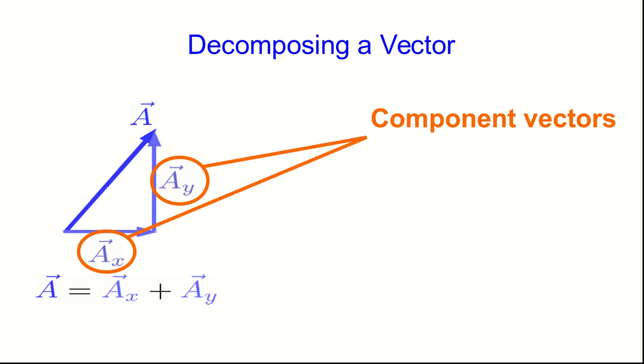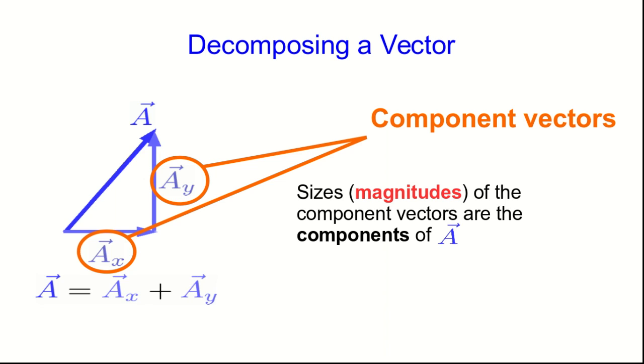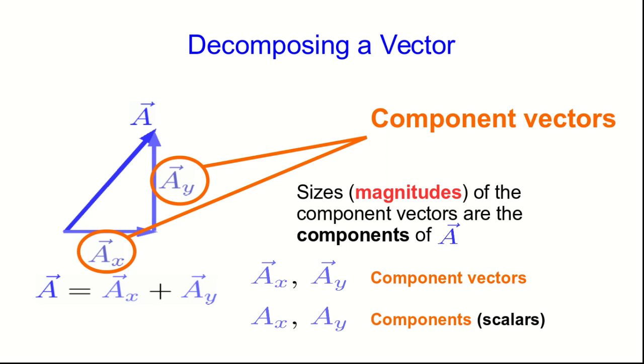Ax and ay are what we call the component vectors of a. They're two vectors that point parallel to our chosen axes, which add up to give the vector. The sizes, or magnitudes, of the component vectors are what we call the components of a. So the notation is that ax vector and ay vector are the component vectors, which add up to give a, and ax and ay, which are scalars, are the components.